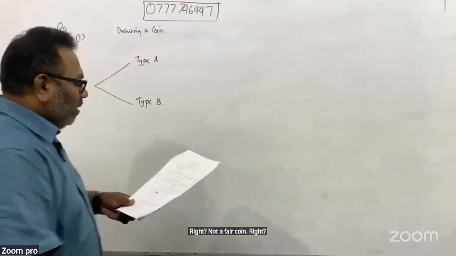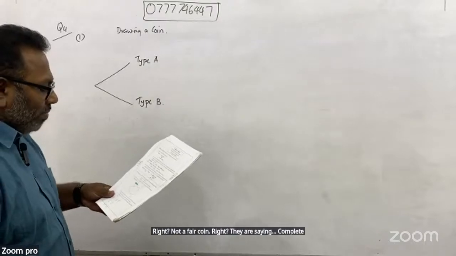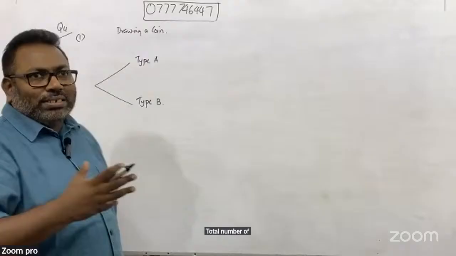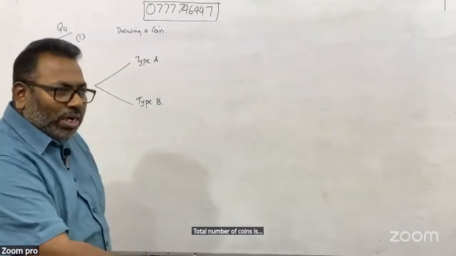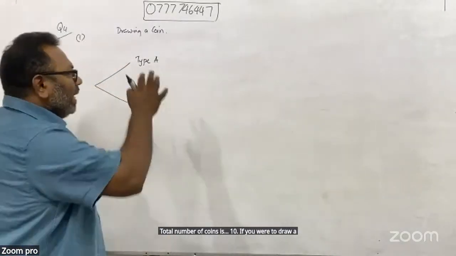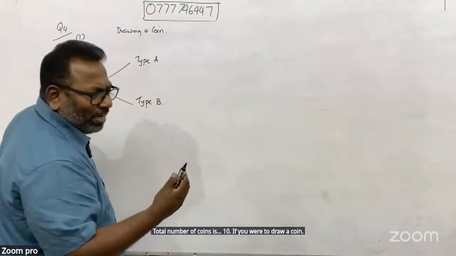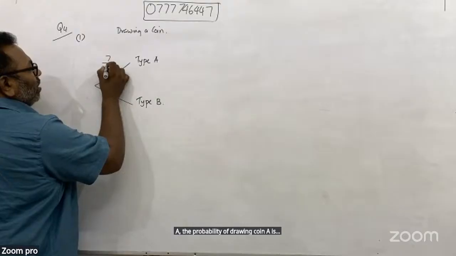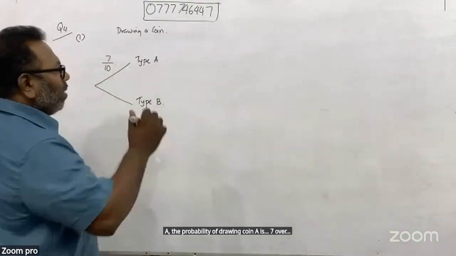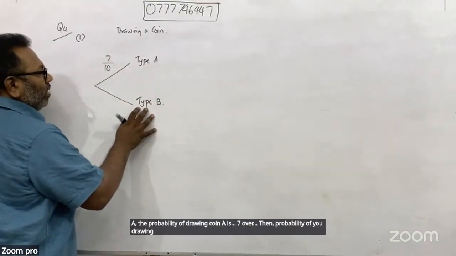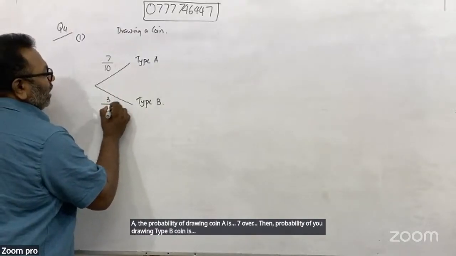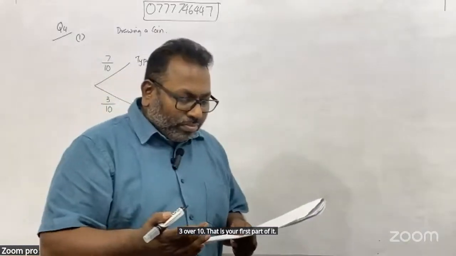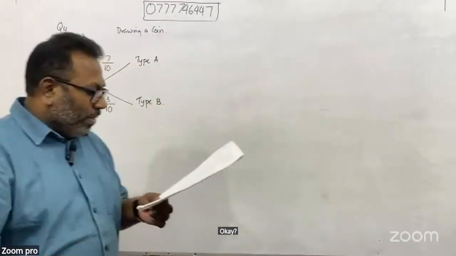They are saying complete the diagram relevant to this. So we know the total number of coins is 10. If you were to draw a coin A, the probability of drawing coin A is 7/10. Probability of you drawing type B coin is 3/10. That is your first part of it.